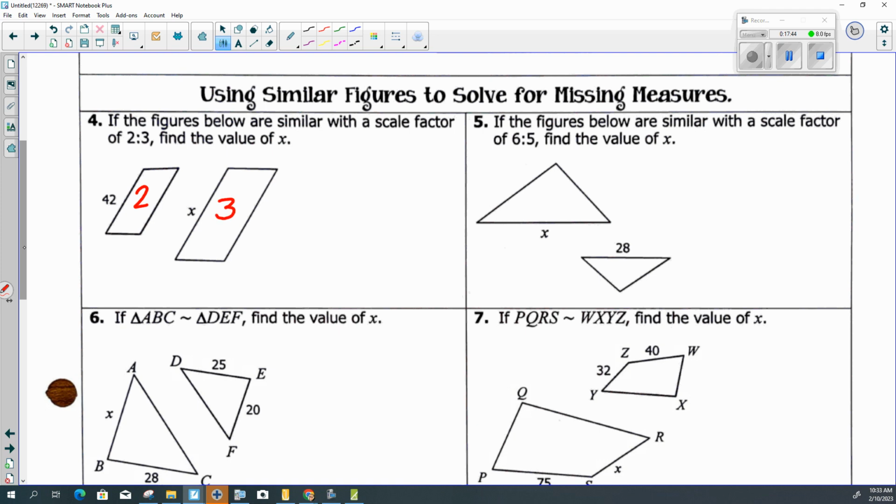So this has a ratio of 2 to 3. There's a couple ways to find the missing side. I'm going to show you one. There's quite a few kids who were working this magic in their mind. They're like, I know the answer, I can use, they're multiplying and dividing or whatever. We're going to use proportions. So I'm going to do 2 over 3, and I'm going to set it equal to 42 over x.